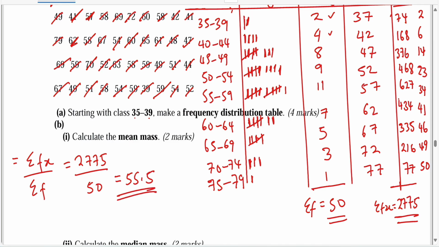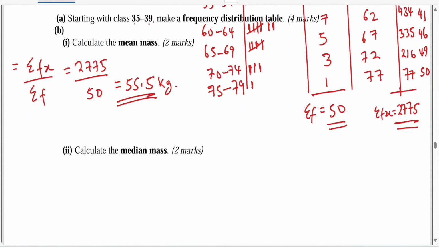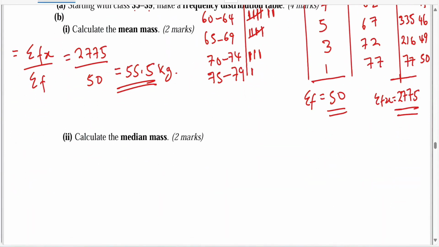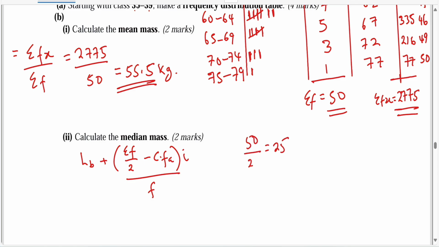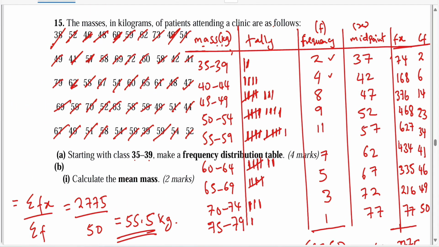Mean mass, write it in terms of kg. So okay, calculate the median mass. The median mass formula is given by, just like I've taught you, L lower boundary plus n over 2, or sum of f divided by 2 minus cumulative frequency above, times class interval over frequency. So sum of f, which is 50, divided by 2, which is 25. So this 25, we look for it in the CF. Where is 25? It is here at 34.